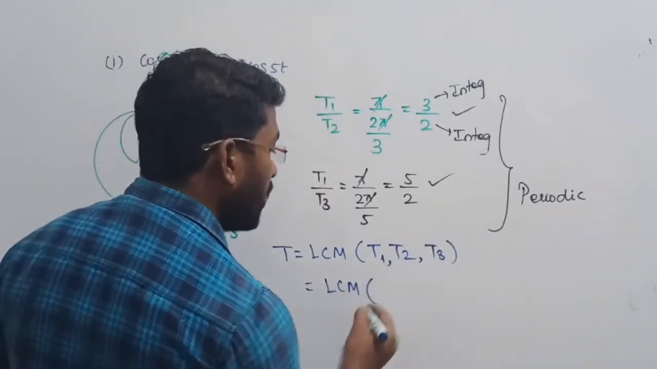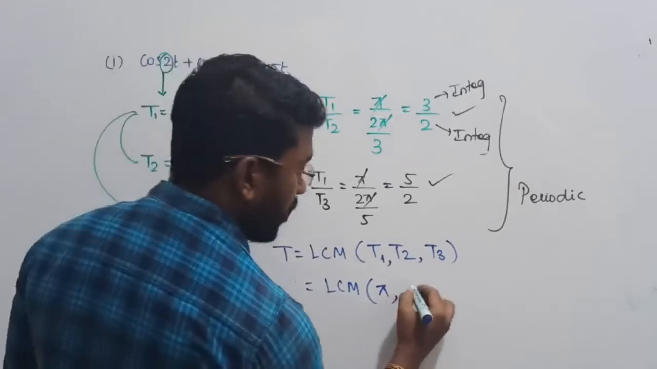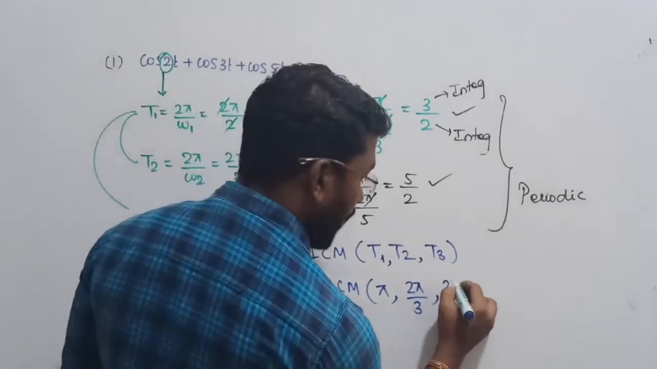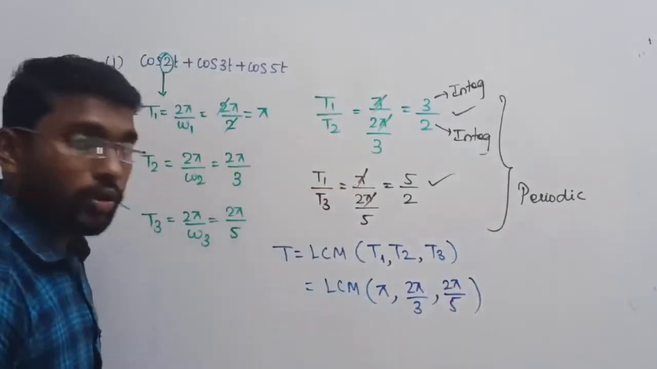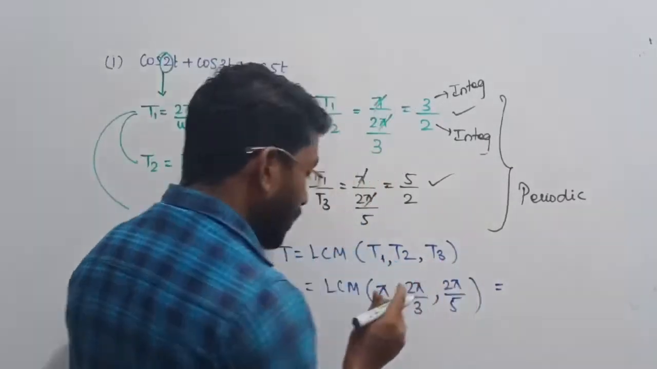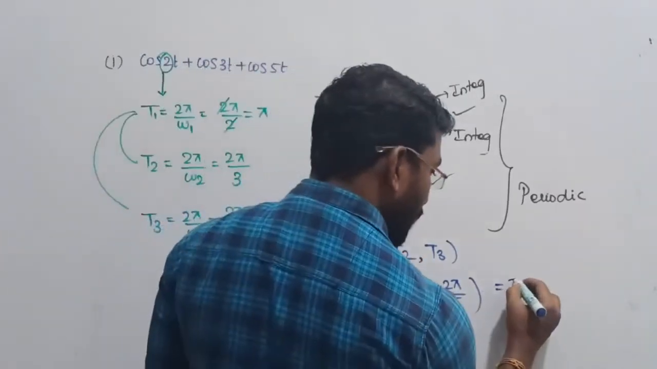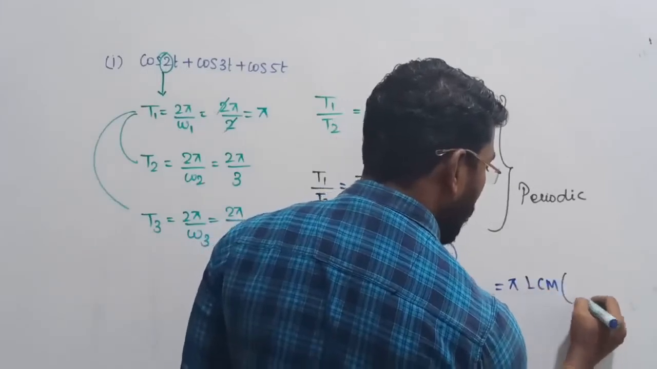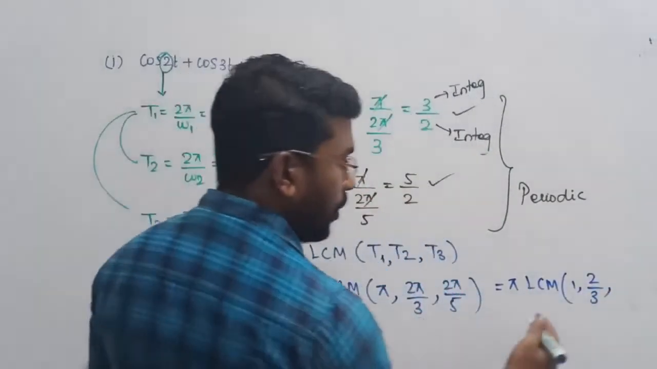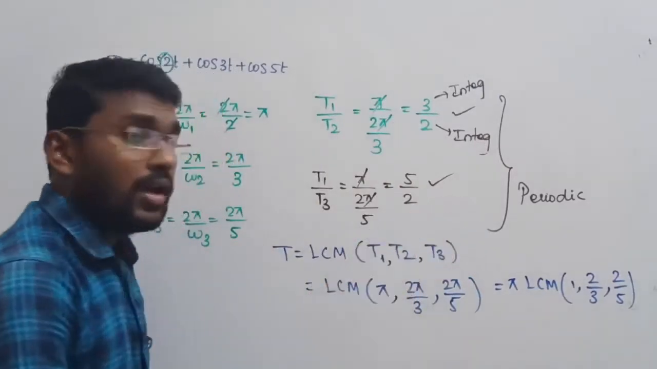The LCM of T1, which is pi, T2, which we consider as 2 pi by 3, and T3, which we consider as 2 pi by 5. Now what am I going to do? In the next step, simply take pi outside, because the LCM is taken only for numbers. So pi times the LCM of, in the bracket, 1, 2 by 3, 2 by 5. Now we have to find the LCM of these fractional numbers. How will you find the LCM?